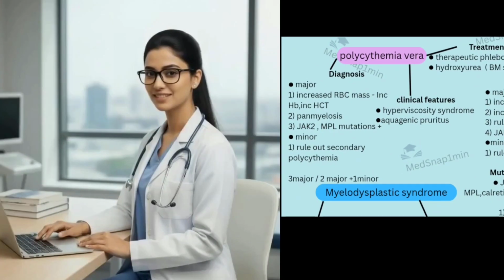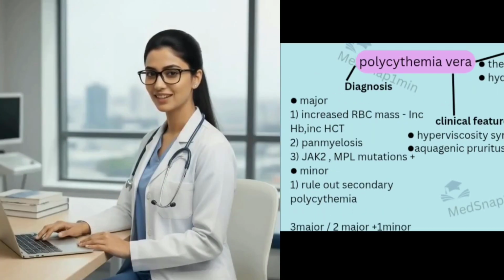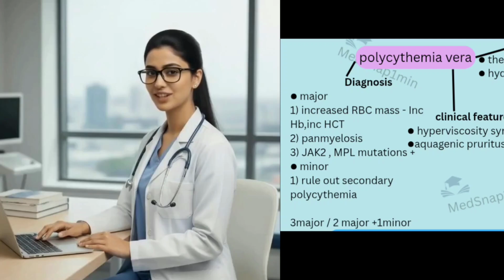Next we have polycythemia vera. For diagnosis, 3 major or 2 major and 1 minor criteria must be met. The major criteria include number 1, increased RBC mass with either increased hemoglobin or increase in hematocrit. Number 2 includes panmyelosis, and number 3 includes JAK2 or MPL mutations. Among the minor criteria, we have to rule out secondary polycythemia.